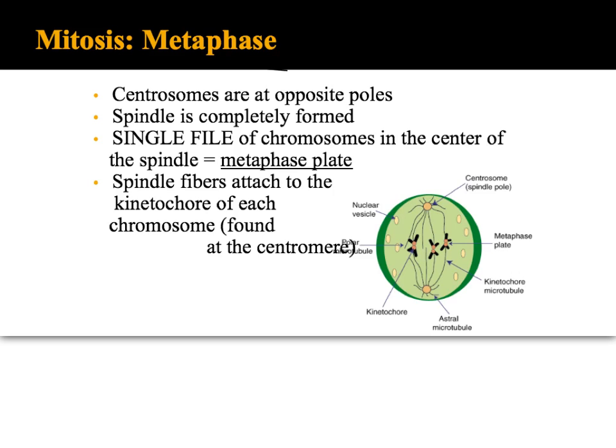And the reason cells do this is we want to make sure that half of each chromosome goes to each new cell. If the chromosomes are all over the cell, it's going to be hard to accomplish this. But if they're all lined up down the middle, it's easier for the cell to break the chromosomes in half and take half to one side and half to the other.